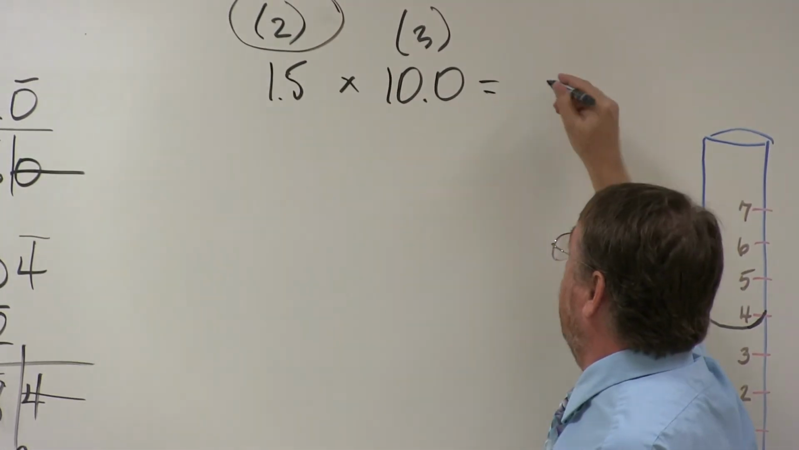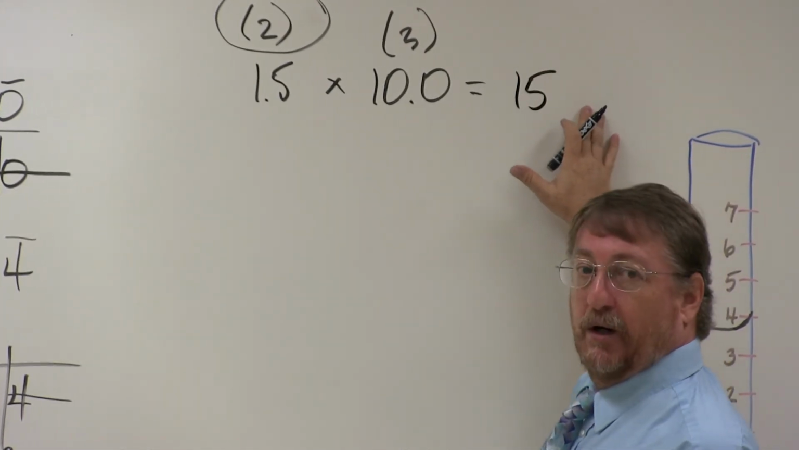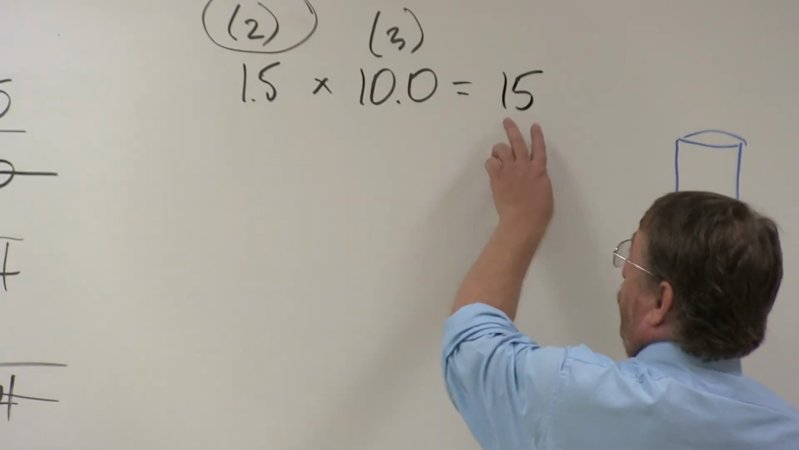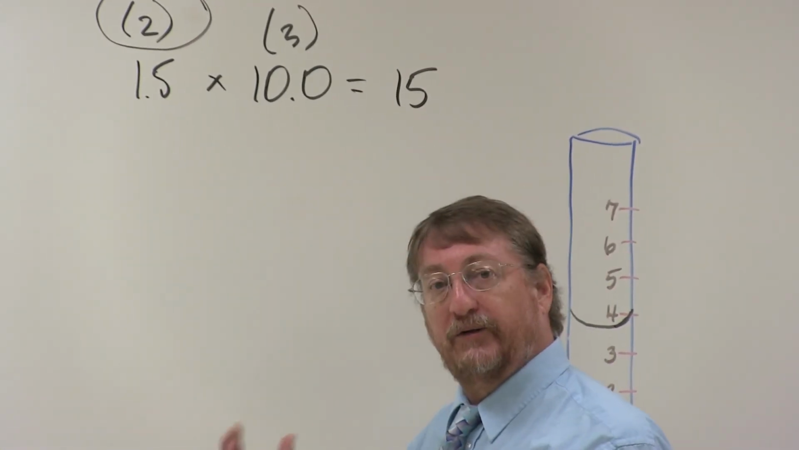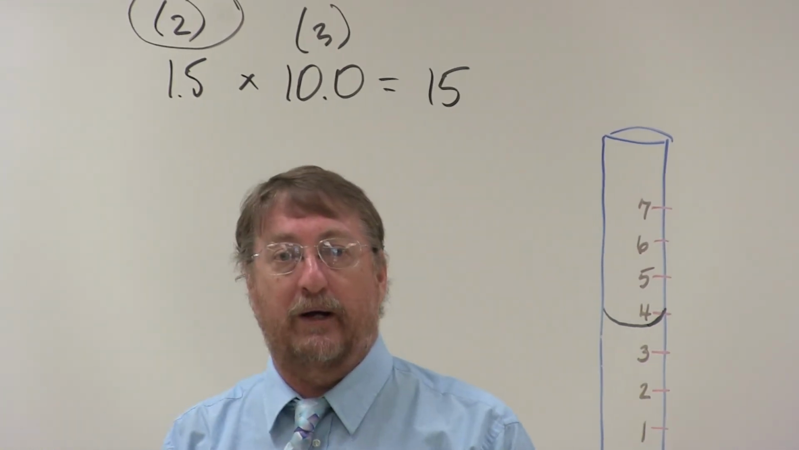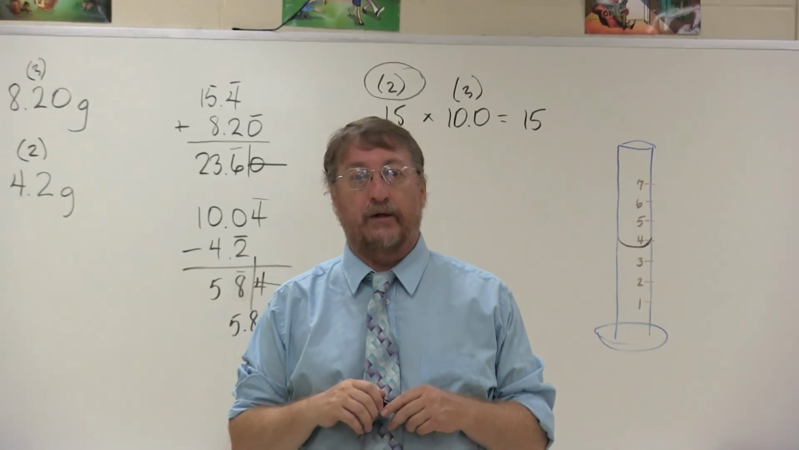Therefore, when I multiply this out, I'm going to get 15.0, but I only want 2 significant figures, so I'm going to stop at that position right there. Division works exactly the same way. We will limit the answer to the fewest number of significant figures in our data points.